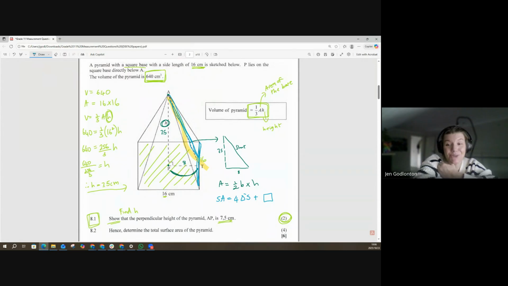The block is the square. So it's the four areas, the four triangle areas, and then the area of our square, our 16 by 16 square.